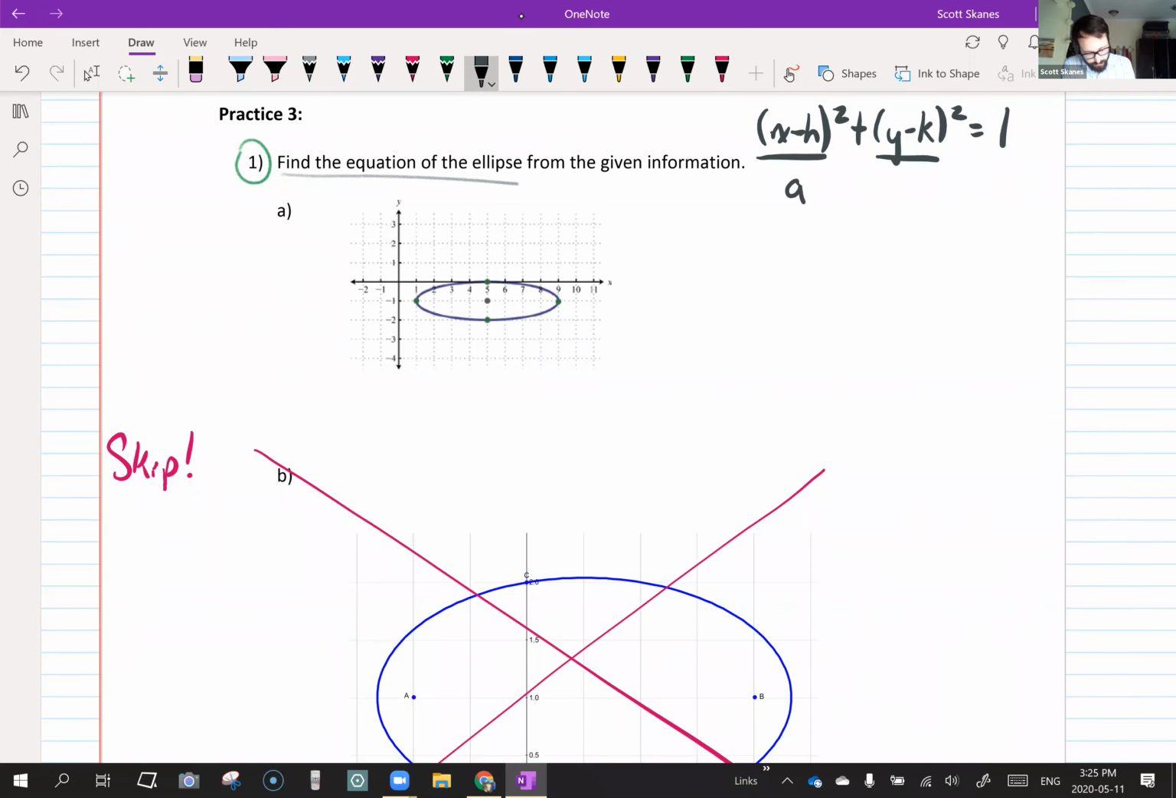Don't forget your A and B, of course. In this case, where is my A going to be? Is it going to be under the X or under the Y? Well, it's going to be under the X because it's stretched in that direction.